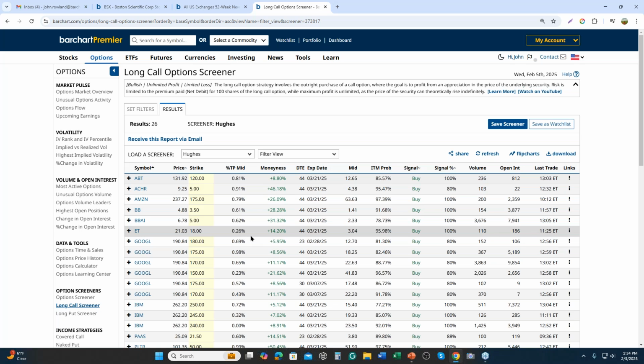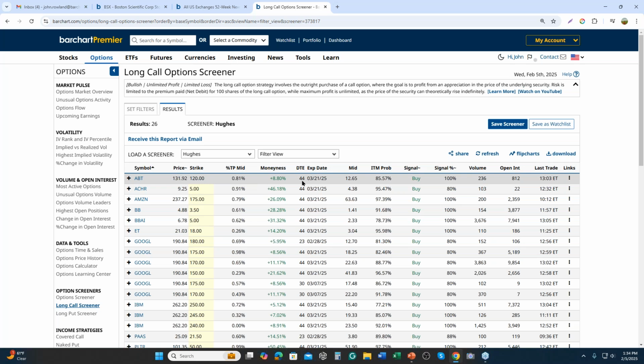And in this example, it looks like the Abbott 120 strike call has a time value less than 1%. It looks like it's 0.81%. So that would qualify under the 1% rule because the time value portion of that option is less than 1% of the Abbott stock price.